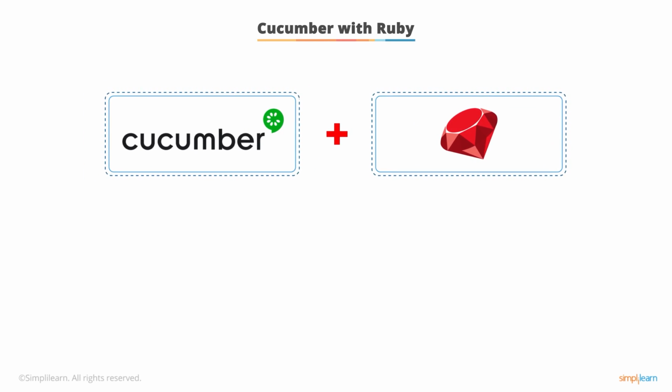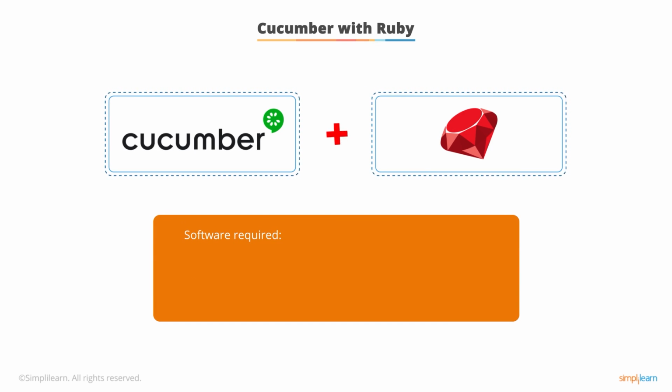Cucumber with Ruby. In order to run Cucumber with Ruby, you're going to need certain software. The required software is Ruby, Bundler, and a text editor.